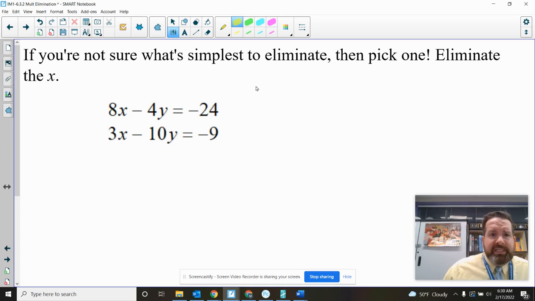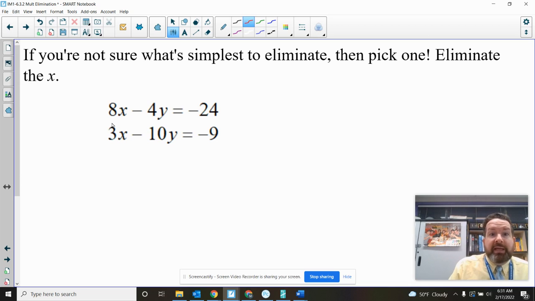Okay, let's do the same thing we just did. We're looking for the simplest way to multiply to make these equations eliminate. So is there a whole number I can multiply 3 by to make it 8? No. Is there a whole number I could multiply 4 by to make it 10? No. Okay, that just means we're going to need to multiply both equations. Now, what's simplest? It's sometimes very hard to tell. So here's my advice. If you're not sure, if there's not an obvious way, then let's just eliminate the x's.